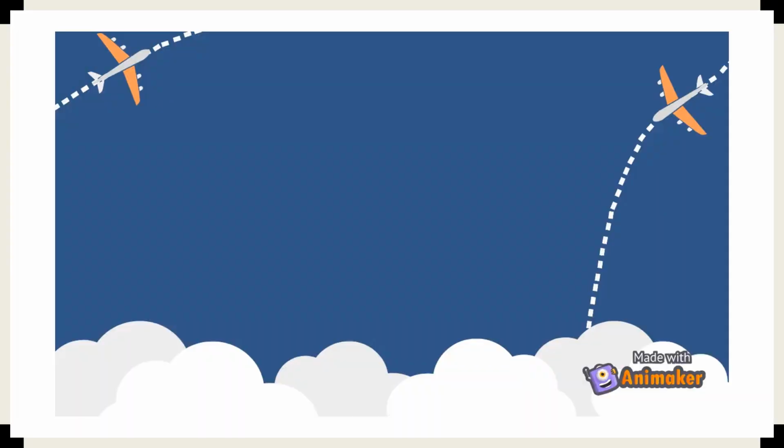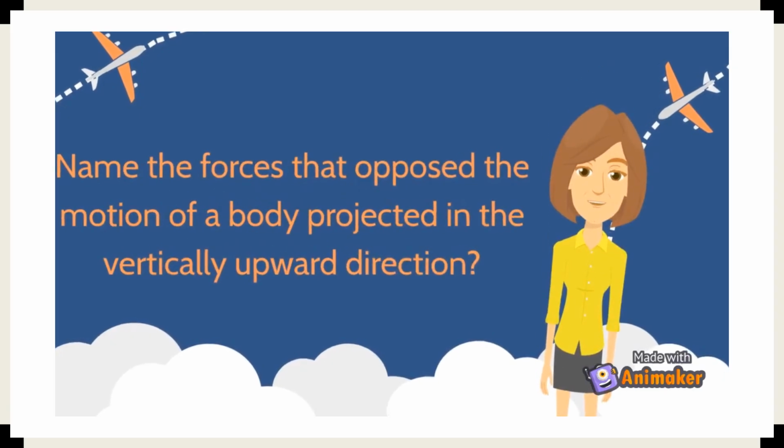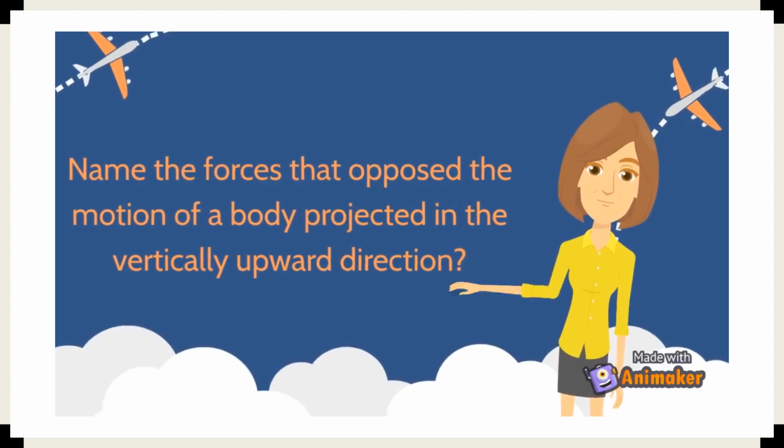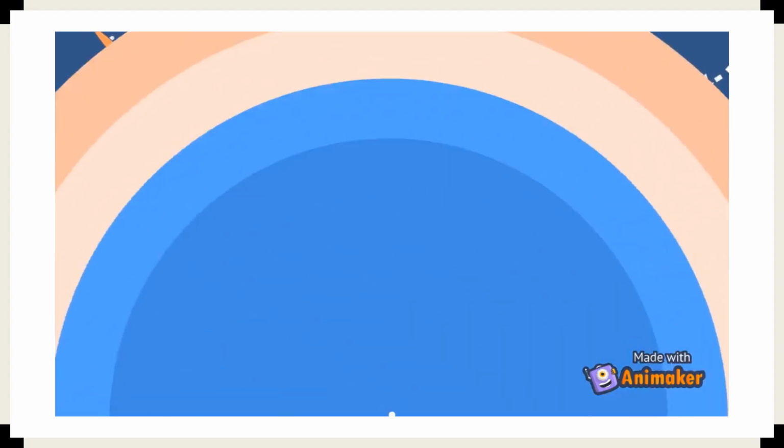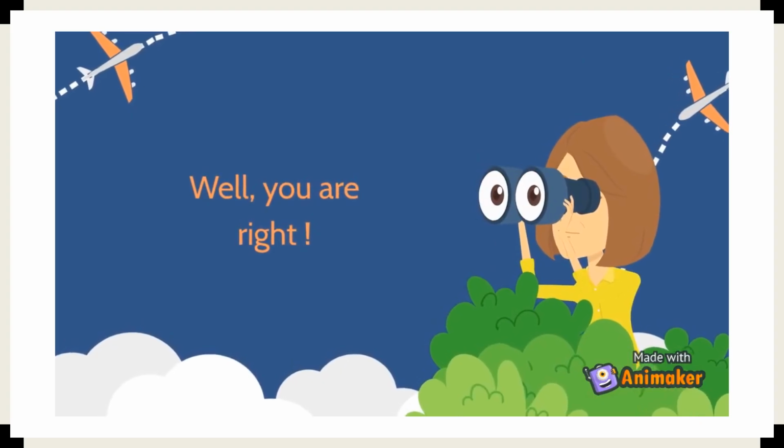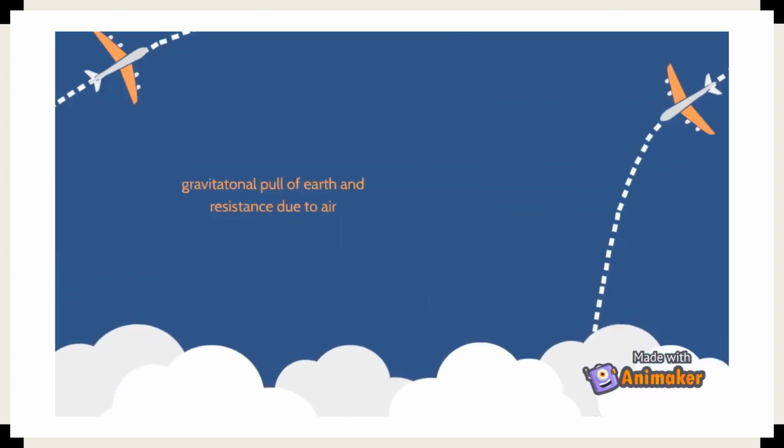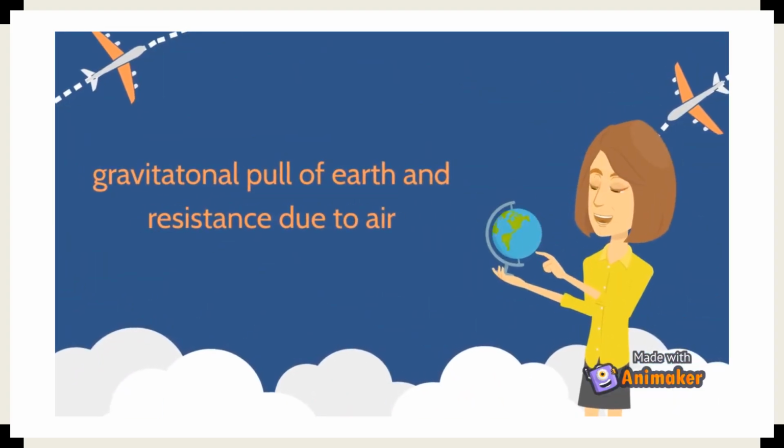So, students, before starting today's lecture, here is one question for all of you. Try to answer this question. The question is: name the forces that oppose the motion of a body projected in the vertically upward direction. Think about the correct answer. Well, if you came to the right one, then you are correct. The answer is gravitational pull of Earth and resistance due to air.